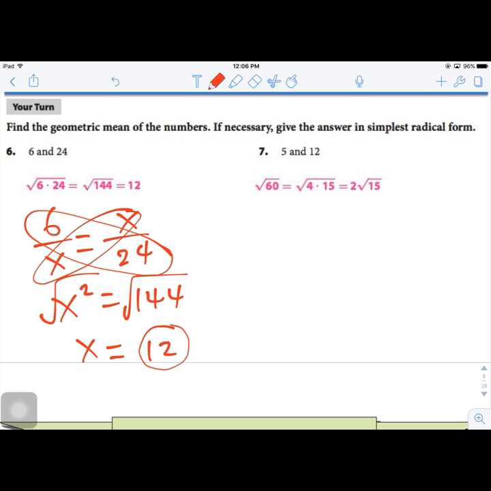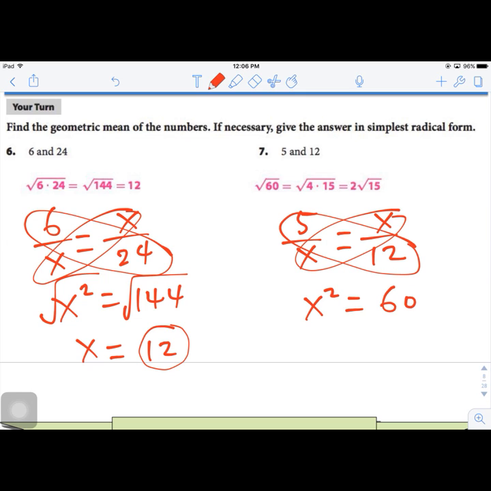So go ahead and solve it. Hopefully you just had a chance to try the problem and set up 5 over x equals x over 12. Cross multiplying, I have x squared equals 5 times 12, which is 60. Again, to simplify 60, I'm going to do it on the side here. That would be 4 times 15.